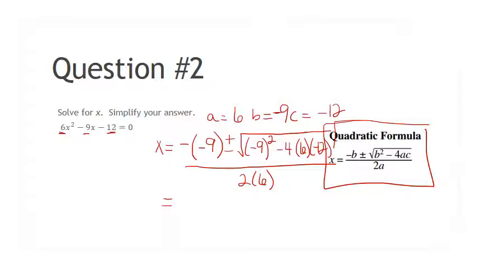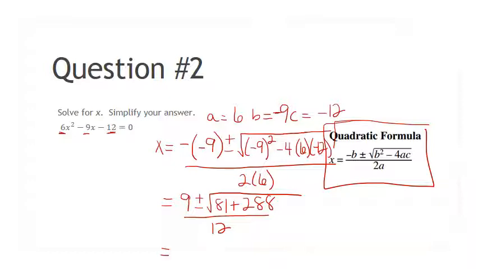Two negatives make a positive, so this is going to turn into a positive 9, plus or minus. Negative 9 squared is 81. And then we need to multiply. So negative 4 times 6 times negative 12 is going to give me 288, and that's a positive. 2 times 6 is 12.